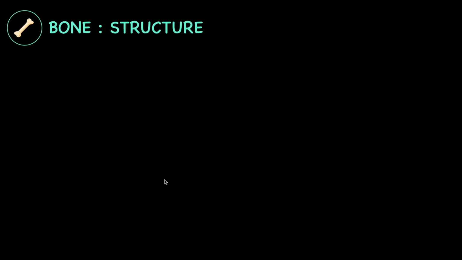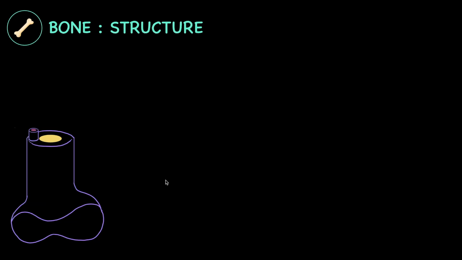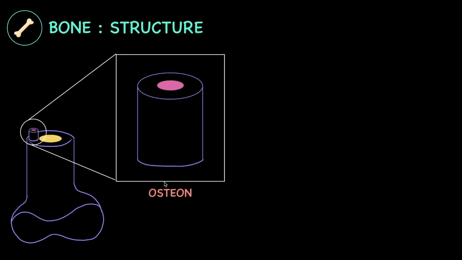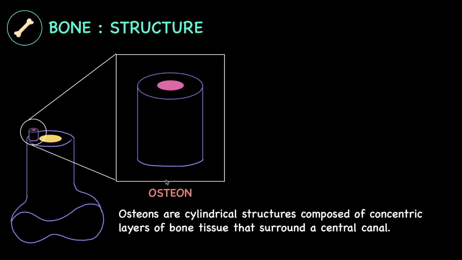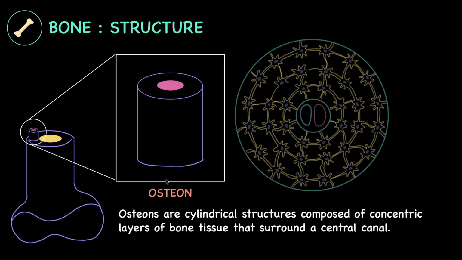Because if we were to take a cross section of the bone, we see that all these components are arranged in a specific manner. We will observe a highly organized arrangement of concentric circles that look like tree trunks. These structures are called osteons. Osteons are cylindrical structures made of concentric layers of bone tissue that surround a central canal.